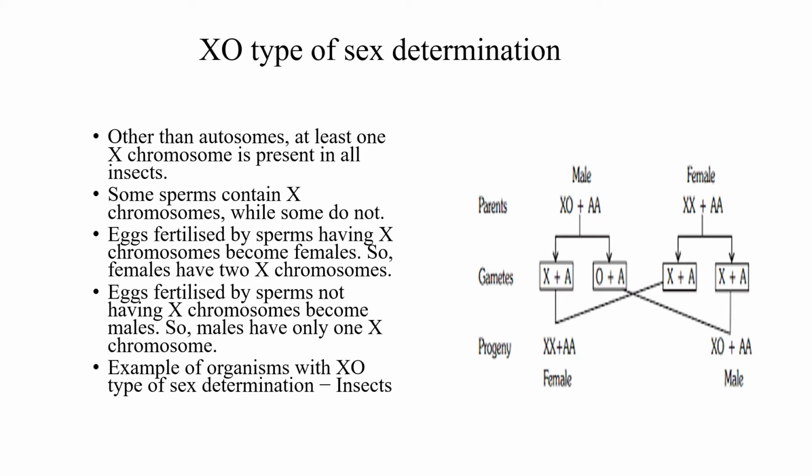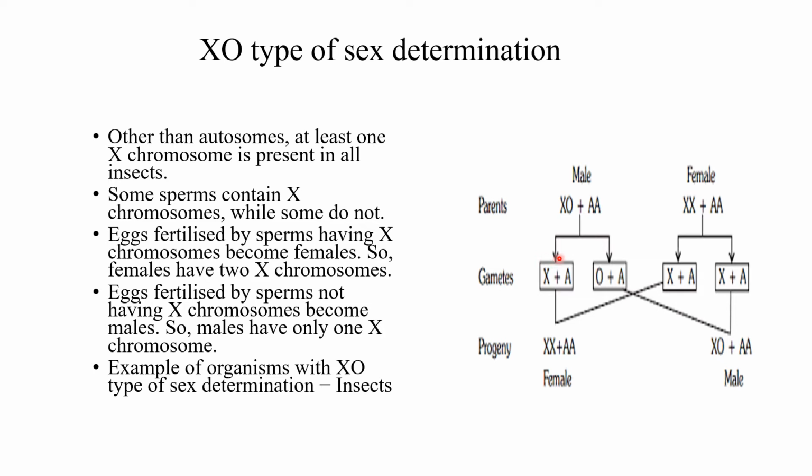Then the X0 type of sex determination. Here see this pictorial representation, easy for you to follow. Male, this A represents what? Autosomes. X, 0, that represents sex chromosome. So here the gamete may possess X along with autosomes. The other 50% of gametes possess 0 with autosomes. So two different types of gametes are produced.